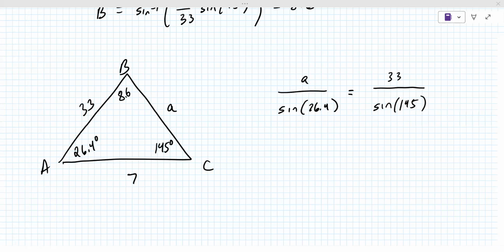Let me know when you got that value for A, please. 25.6. Yes.